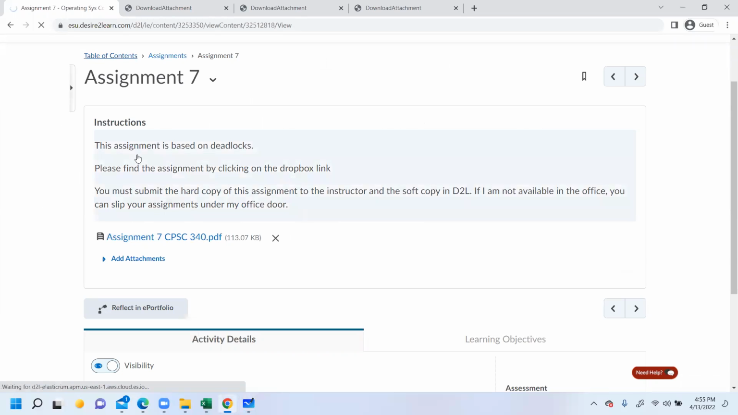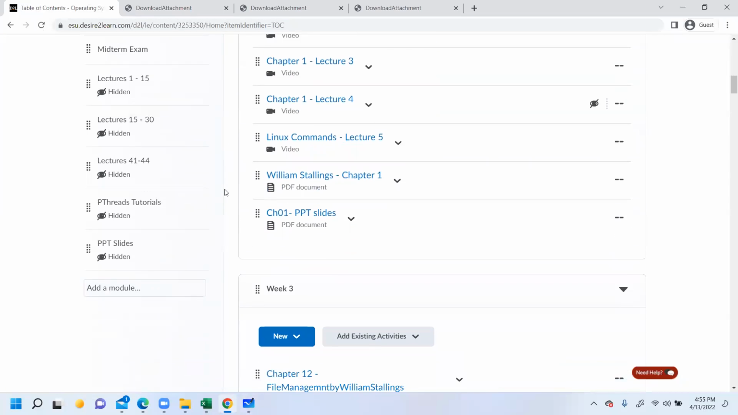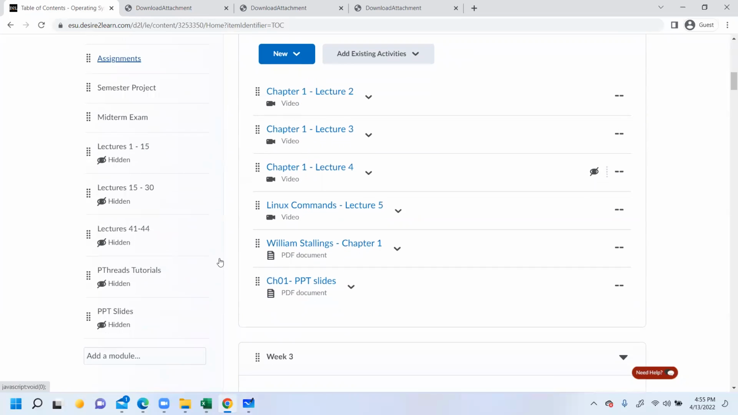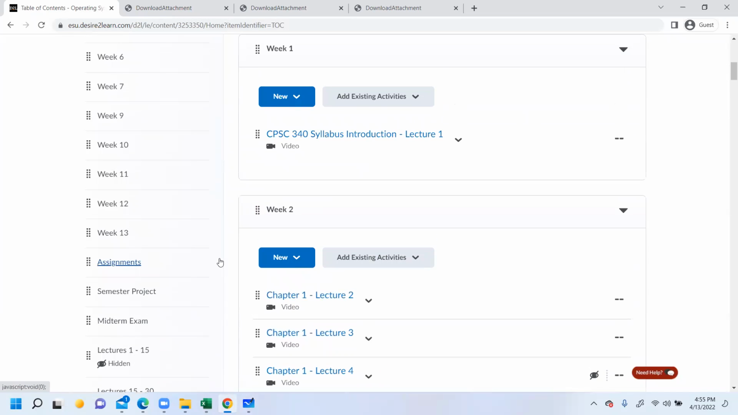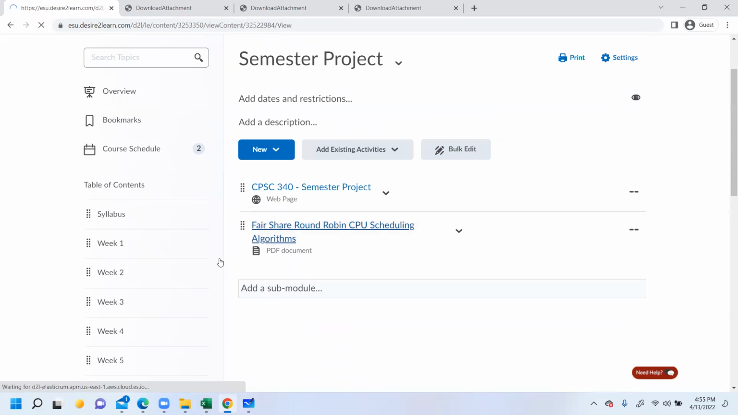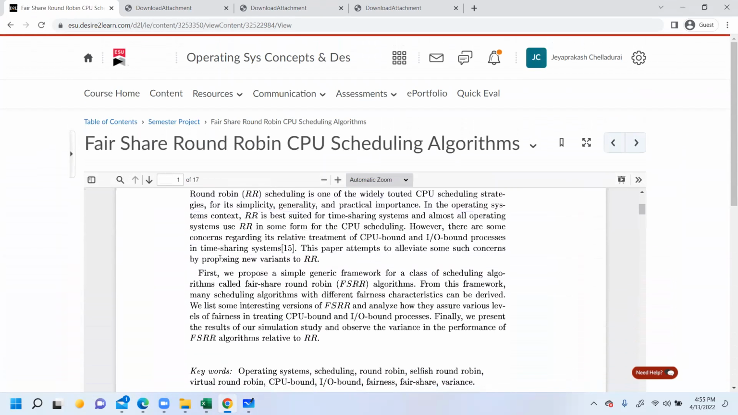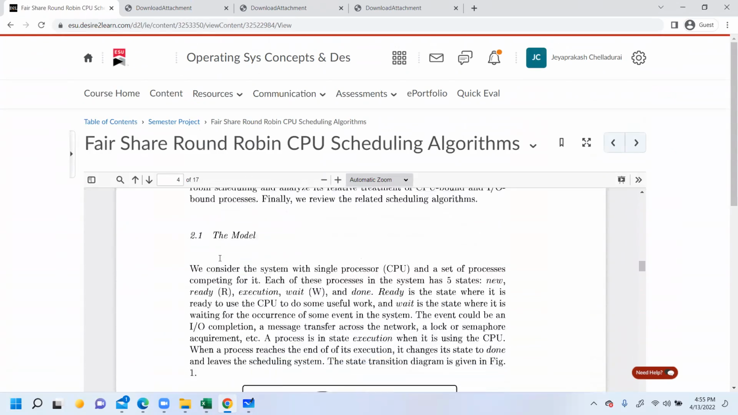See, I just uploaded this paper. Actually, this paper I didn't publish because I know the paper is not well written. I'm not interested in publishing papers if they're not well written or if clarity is missing. If you go to the semester project, you will see this. I wrote the paper while I was doing my master's, but I didn't publish it.